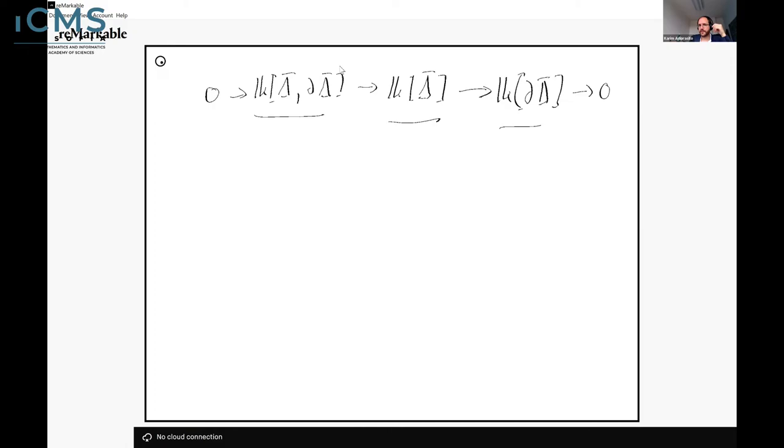That's it. Okay, so now I do an Artinian reduction. So I have my linear system of parameters theta. And theta I will write as theta 1 to theta d. Let me just shorten it a little. Let me call theta tilde this theta 1 to theta d minus 1.